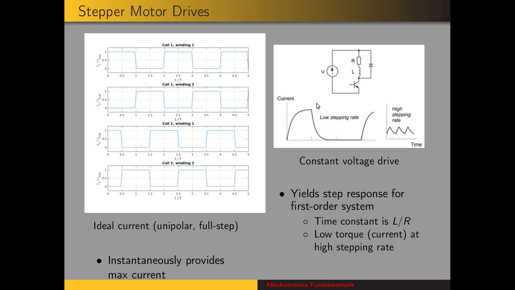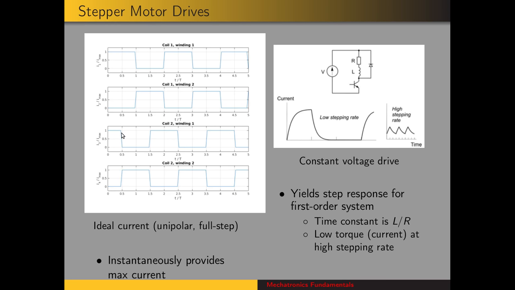The last topic is electronics or drives for generating the current to move a stepper motor. In this figure, we see the ideal current going through each of the windings in a bipolar stepper motor operating in full step mode. So we see here coil 1 of winding 1 has maximum current going through it, and coil 2 has no current. And then winding 2 has no current. And then coil 2 winding 1 has maximum current going through it, and coil 2 winding 2 has no current.